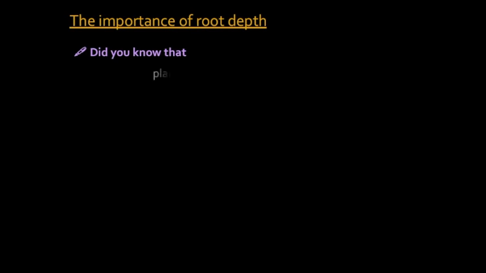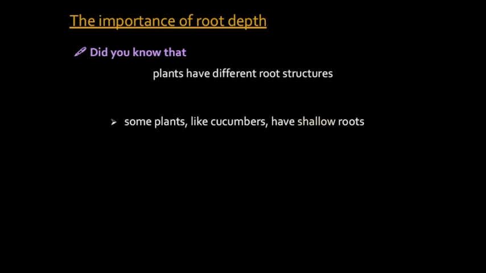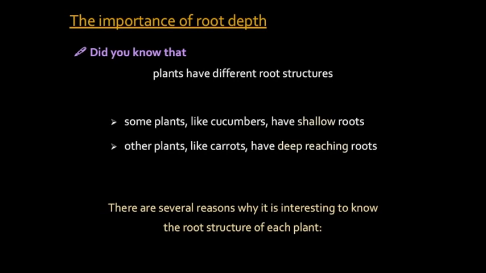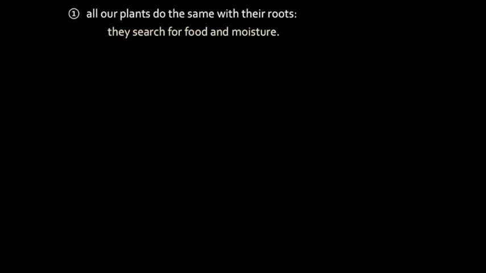Did you know that plants have different root structures? Some plants, like cucumber, have shallow roots. Other plants, like carrots, have deep-reaching roots. There are several reasons why it is interesting to know the root structure of each plant. All our plants do the same with their roots. They search for food and moisture.